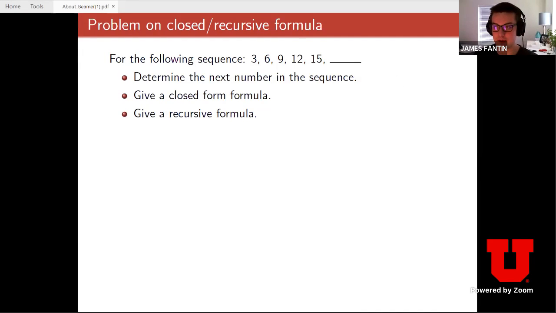So here we've got a problem on some closed and recursive formulas. So here we've got the sequence 3, 6, 9, 12, 15. And then we're going to determine the next number in the sequence. So just in chat, if you want to type what the next number would be in the sequence. Yeah, lots of right people in the chat. So 18. That's how we would get the next number in the sequence.